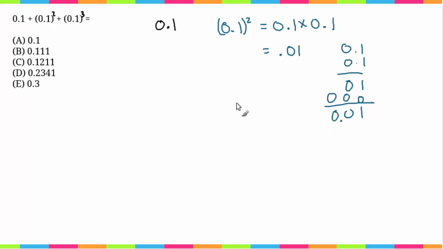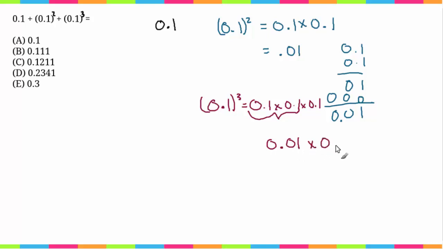Now we have this last term here, which is 0.1 cubed, which is going to be equal to 0.1 times 0.1 times 0.1. Again, you can do this the long way or the short way. We already know that this is equal to this from the last part. So now we just have 0.01 times 0.1. Here we can move the decimal 2 to the right, which is going to make this one go 2 to the left, and we're going to get 0.001, or again, you can do it the long way, whichever way you prefer. And so this is going to be equal to this 0.1 cubed.